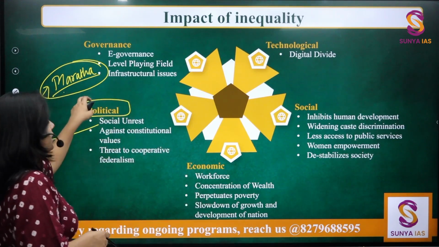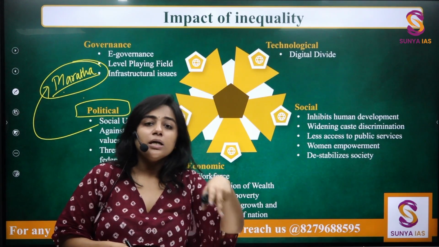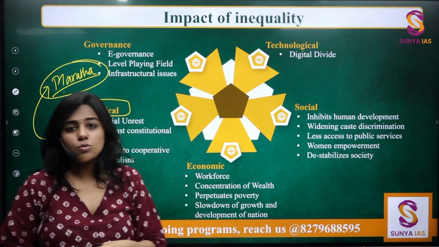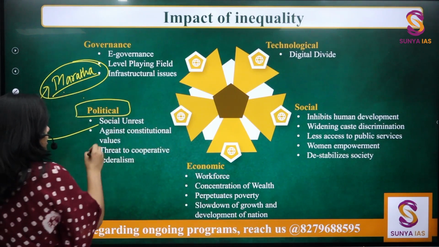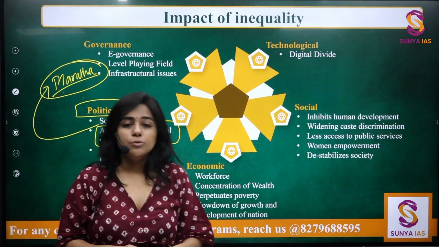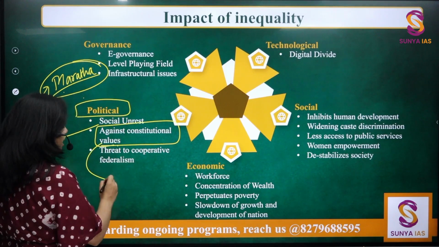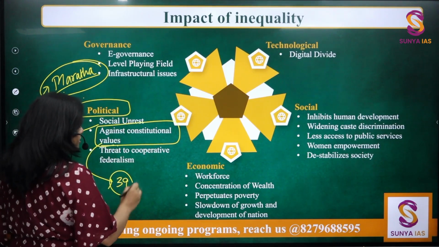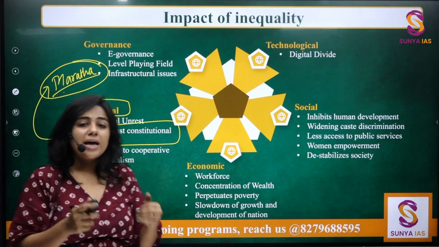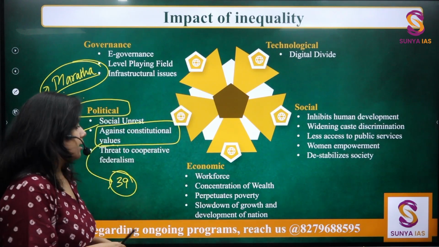So they are demanding that we need reservation in government jobs, despite not being from the lower, so-called lower caste. Then it is, of course, against constitutional values. Too much of income inequality is against Article 39, which talks about minimizing the inequalities, the social inequalities, right?